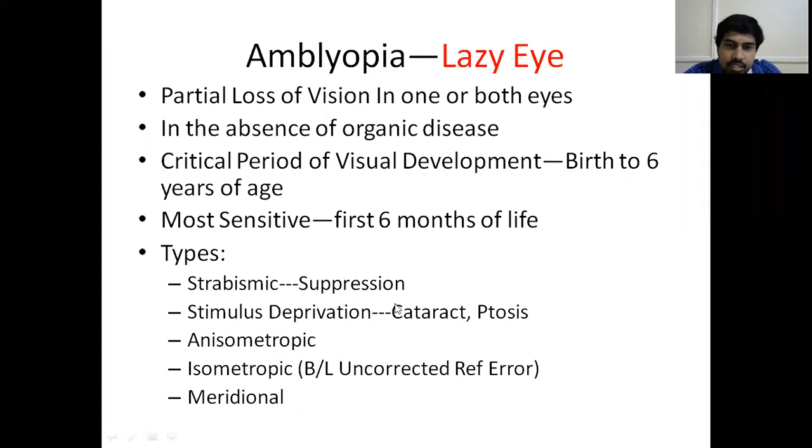All the nervous system, the tracts, the axons and neurotransmitters, everything are developing during the first 6 years of life. In this time, suppose there is some cataract or ptosis and the visual light is not reaching. Even if you correct this cataract by surgery, the vision won't be full 6/6. Then we call it amblyopia. Similarly, anisometropia. Suppose there is a refractive error.